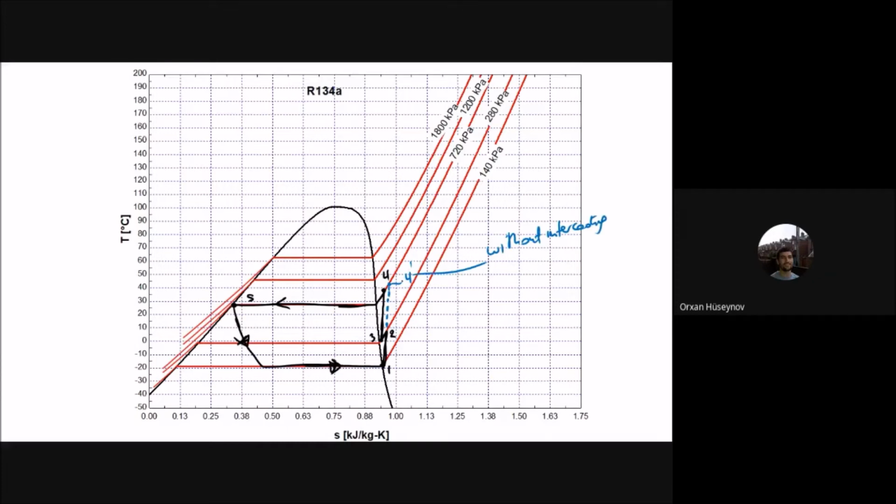You can see that now the H4 prime has more enthalpy than the 4. H4 prime is more than H4. If it has more enthalpy than the 4, it means that the work between 1 and the 4 prime is greater than the work between 1 and the 4. You can see the effect here. So you will have more work that is required to compress the refrigerant here. Therefore, you have decreased the amount of the work by using an intercooler here.